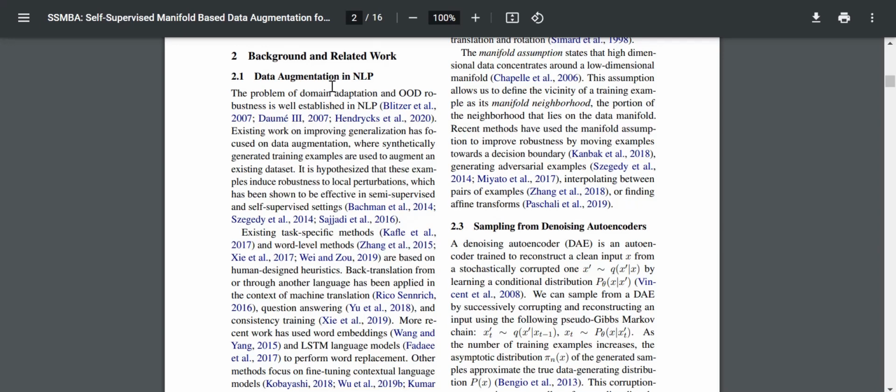So for data augmentation in NLP, the problem of domain adaptation and out-of-domain robustness is well established in NLP. Existing work on improving generalization has focused on data augmentation, where synthetically generated training examples are used to augment an existing dataset. It is hypothesized that these examples induce robustness to local perturbations, which has been shown to be effective in semi-supervised and self-supervised settings. So essentially, you're giving it more examples to learn on, so more points to train on. So the model is bound to learn more new things.